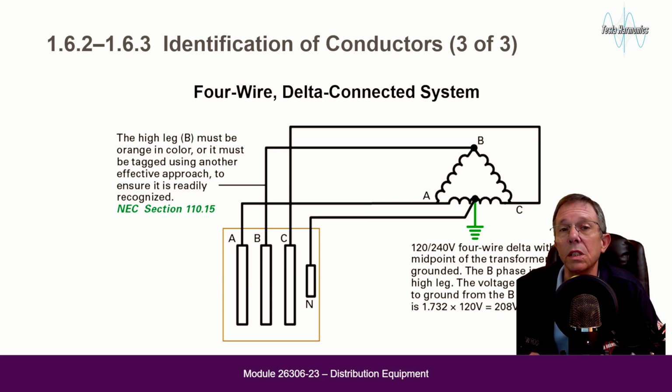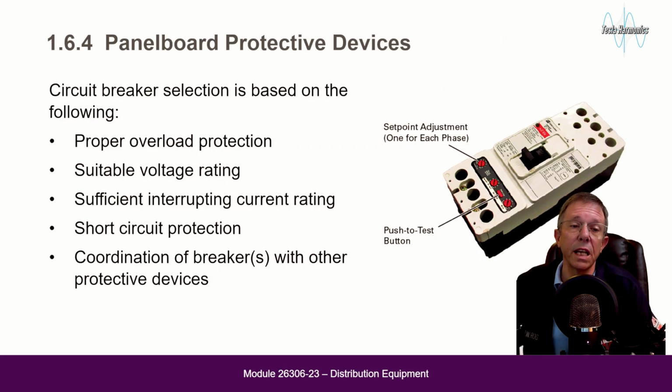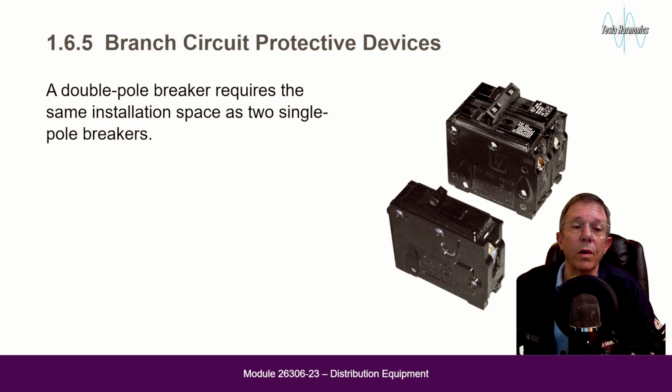NEC Section 110.15. Panel board protected devices. Circuit breaker selection is based on the following: proper overload protection, suitable voltage rating, sufficient interrupting current rating, short circuit protection, and coordination of breakers with other protective devices. A double pole breaker requires the same installation space as two single pole breakers.